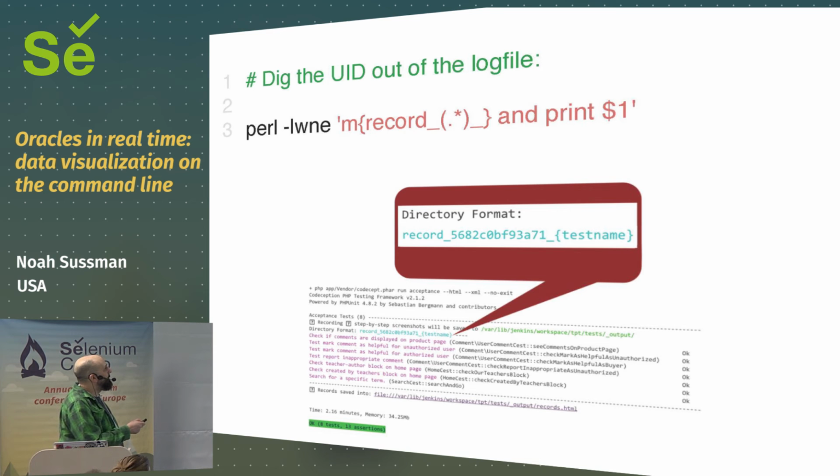This is, again, Perl -lwne. This gives you the full power of the Perl language right on the command line. If you've used awk, it's like awk, but with a full programming language behind it. So this allows me to extract the ID of the test run.